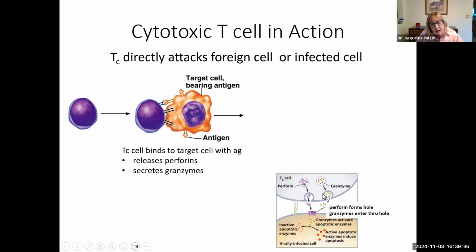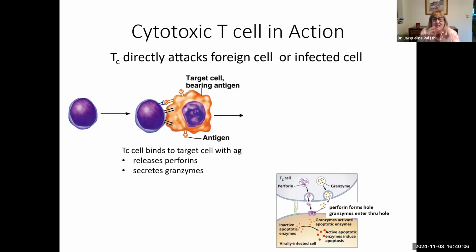What does that mean? The little vesicles containing granules can now enter the target cell through the holes created by the perforin. What do granules do? That's an excellent question. Well, the granules in the target cell activate apoptosis in that target cell. Yes, that target cell is going to die.